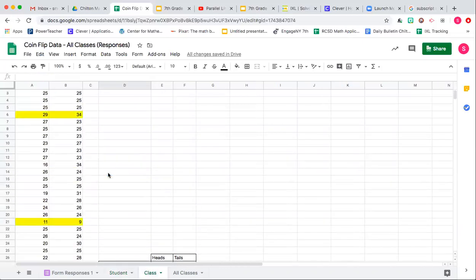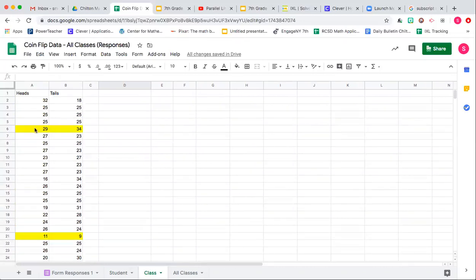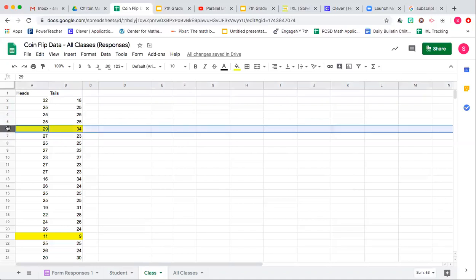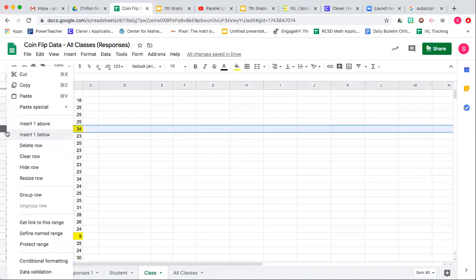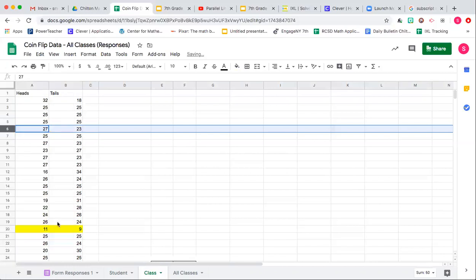Now, before we get started, I want to go through this. Some students did not follow the instructions carefully. They're supposed to flip a coin 50 times. If you add 29 and 34, that does not add up to 50. So any data that doesn't follow the rules, I'm going to delete, okay?